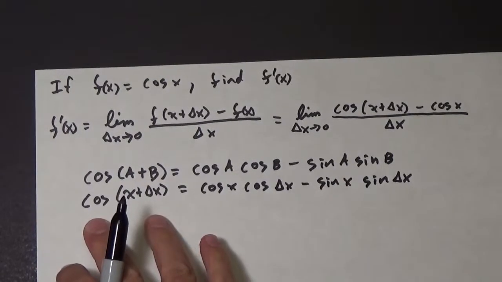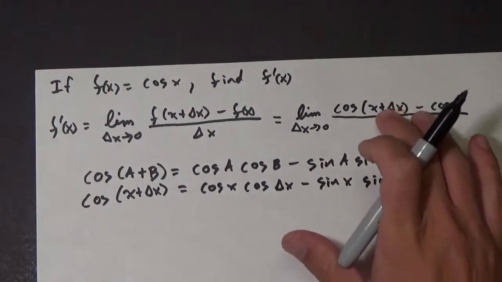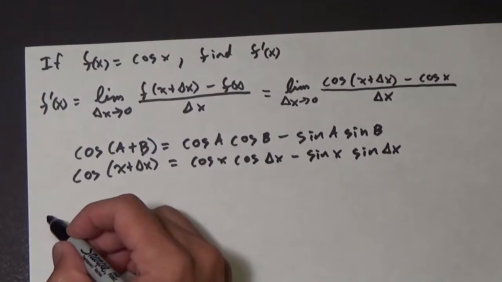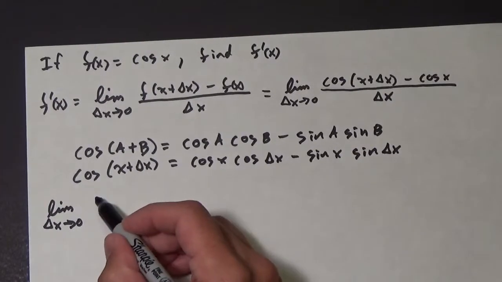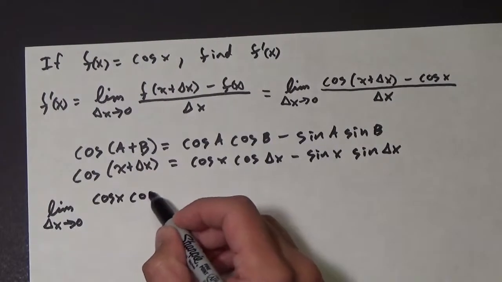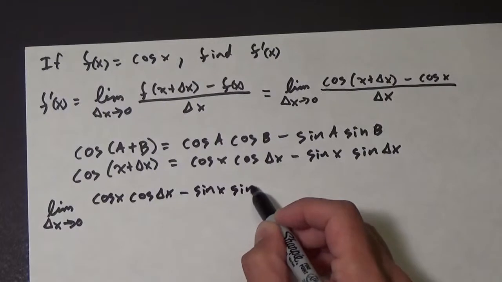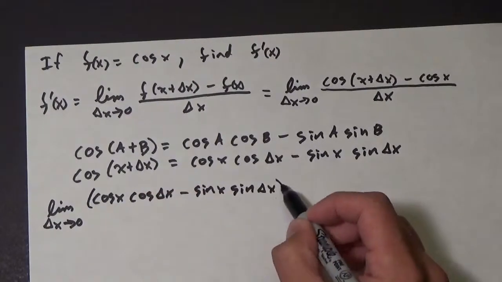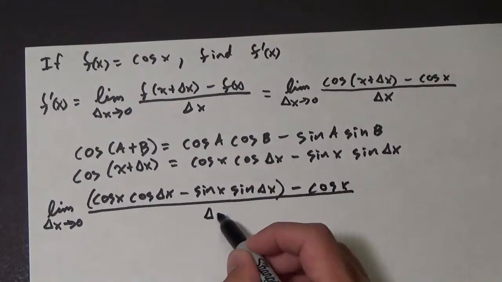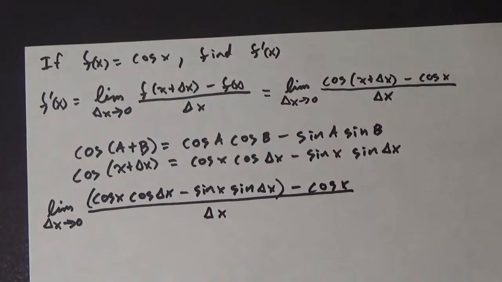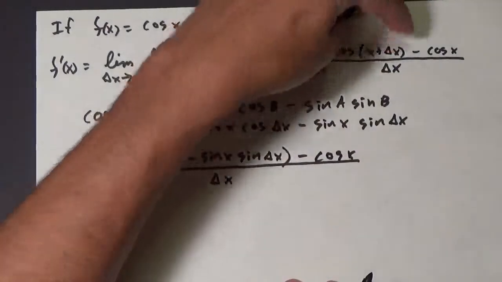So let's take this cosine of x plus delta x and substitute it into our limit. We're going to end up with the limit as delta x approaches 0 of the cosine of x, cosine of delta x, minus the sine of x, sine of delta x, and we're going to subtract out a cosine of x, and then this is all going to be over delta x. So we want to evaluate this limit now. We expanded out the cosine of x plus delta x.